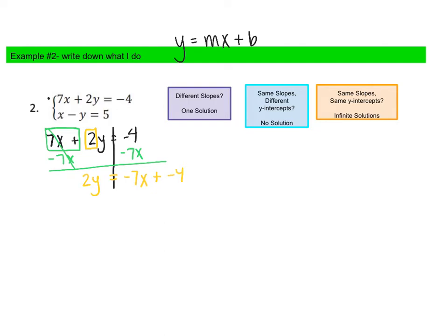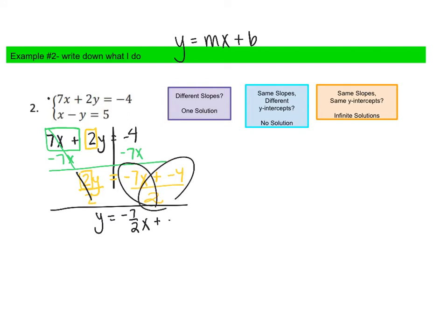From there, I need to get my y completely by itself. Right now it's being multiplied by 2, so I will divide by 2 on both sides. What I end up getting is y equals negative 7 over 2x plus negative 4 divided by 2 is just going to be negative 2. All right, so that's my first one.